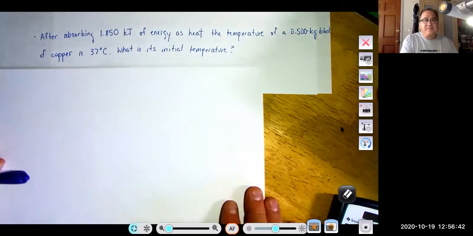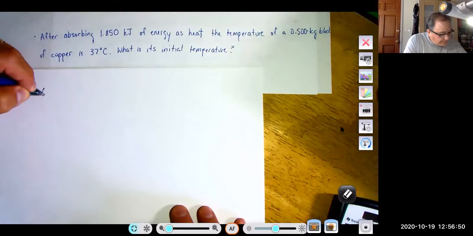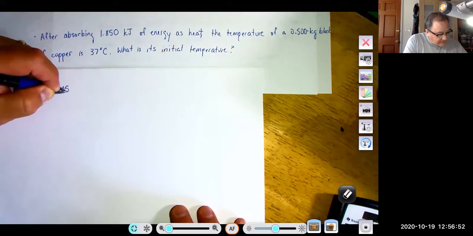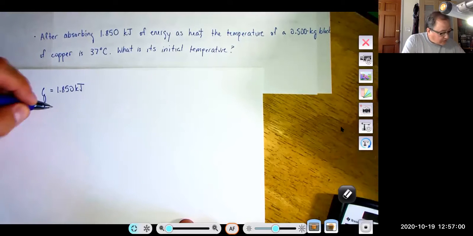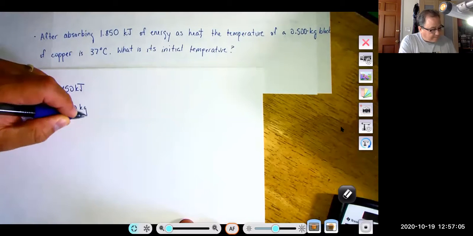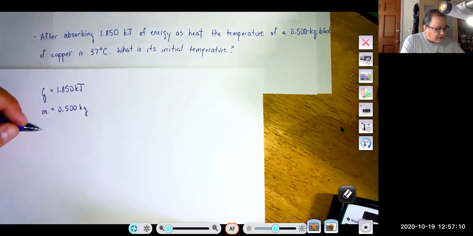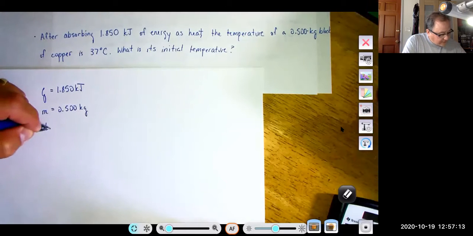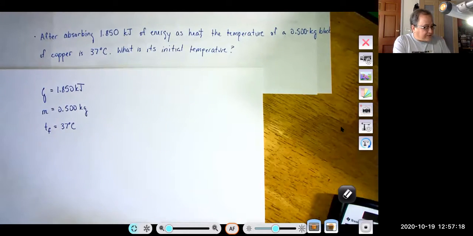Okay, next one. After absorbing 1.85 kilojoules of energy as heat, so we can say Q is 1.850 kilojoules, the temperature of a 0.500 kilogram block of copper is 37 degrees Celsius. So mass is 0.500 kilograms, and here I'm going to put T final is 37 degrees Celsius. What is its initial temperature?